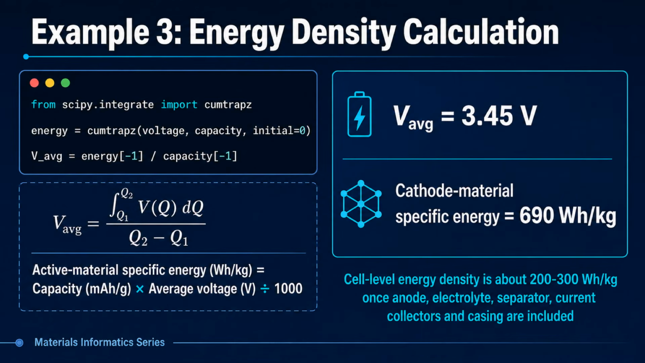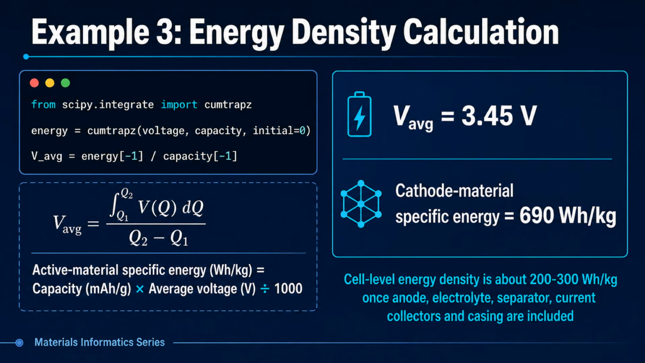Energy density determines how much energy a battery stores per unit mass. We calculate it by integrating the voltage curve with respect to capacity. Using SciPy's cumulative trapezoid integration, we find the average discharge voltage, then multiply by capacity to get the specific energy of the active material in watt-hours per kilogram.